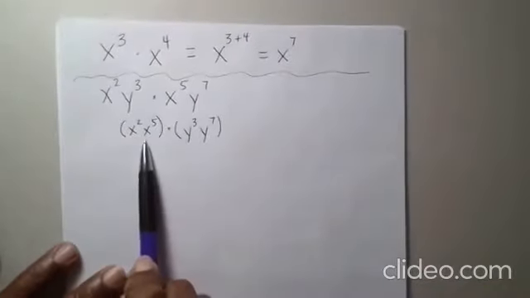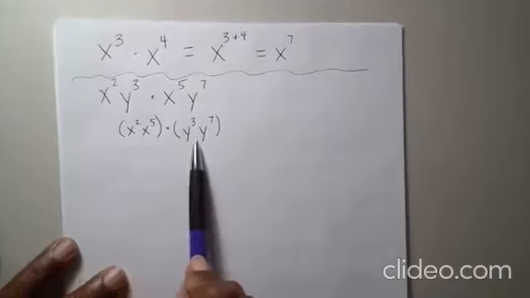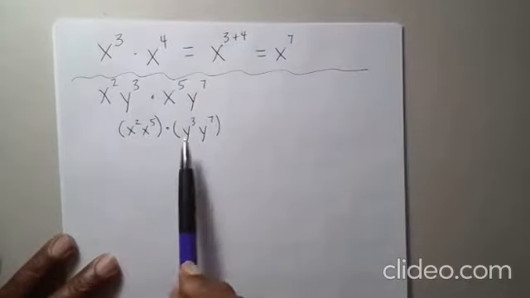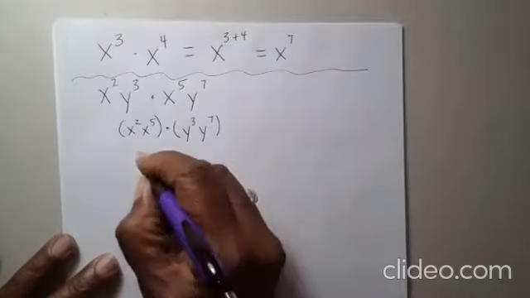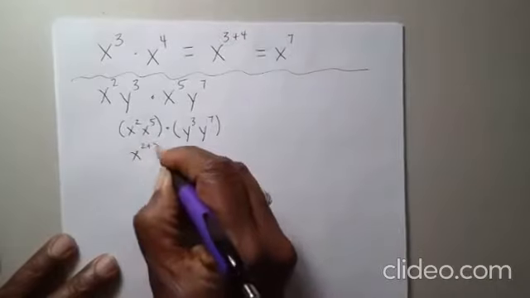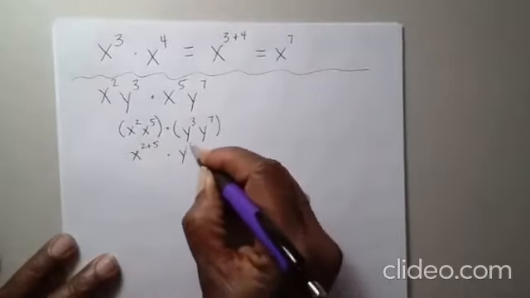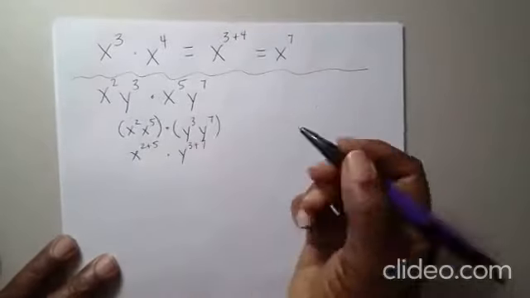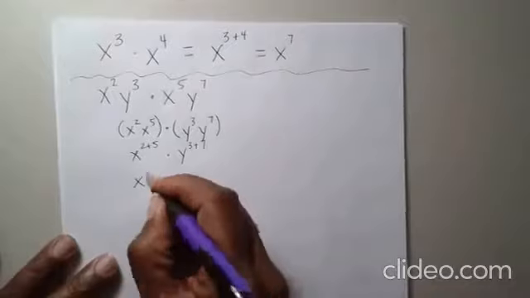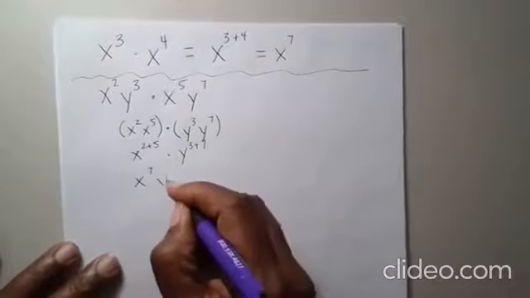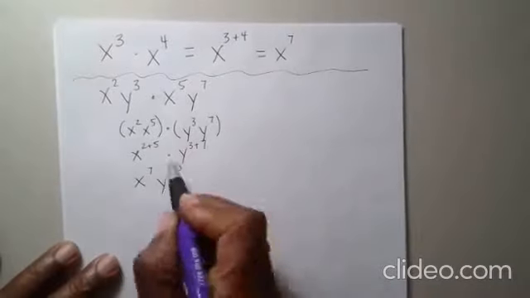Putting these together so that we can see the same base here. These both have the same base of x. These both have the same base of y. Now we can apply our rule. This is going to be x to the 2 plus 5 times y to the 3 plus 7. Our answer is x to the 7th, y to the 10th.